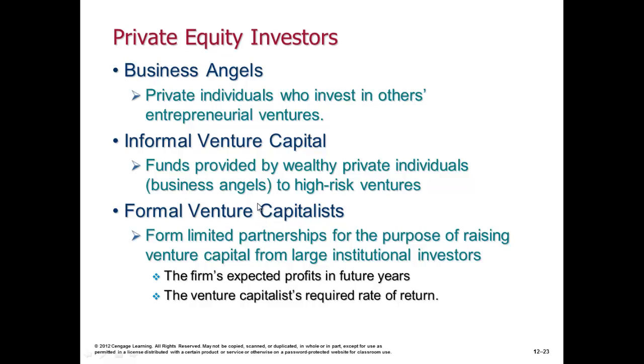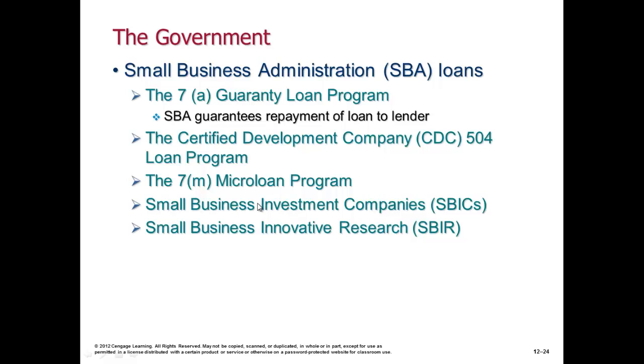The government also is involved in financing for small companies through the Small Business Administration, and the primary source of financing is through the 7A Guarantee Program. What that means is that you apply for a loan through the SBA. They will send you then to an SBA financing company, and that financing company then will set up the loan, and they will set up the interest rate according to SBA guidelines.